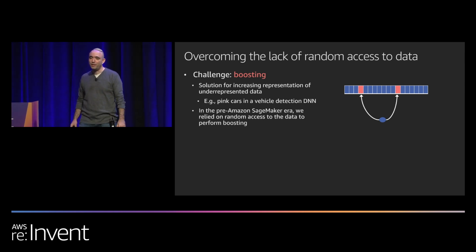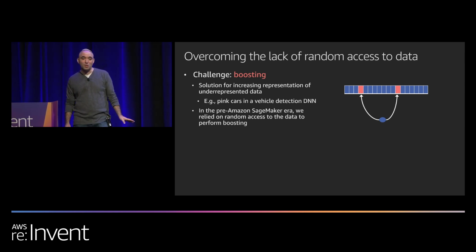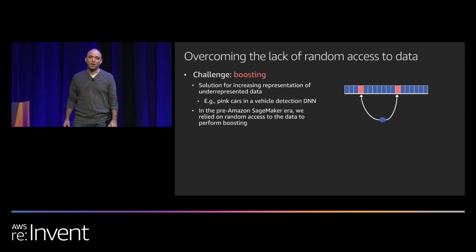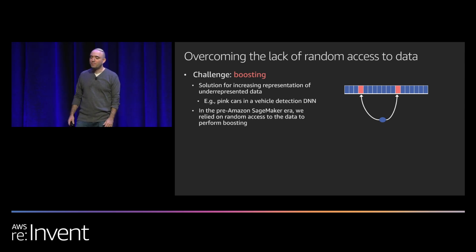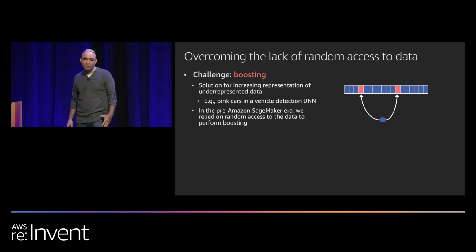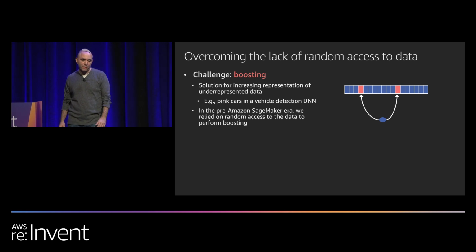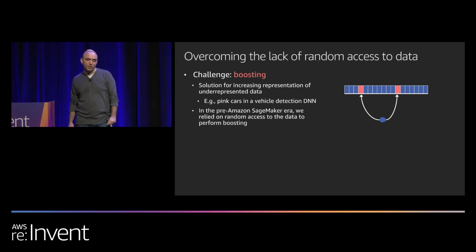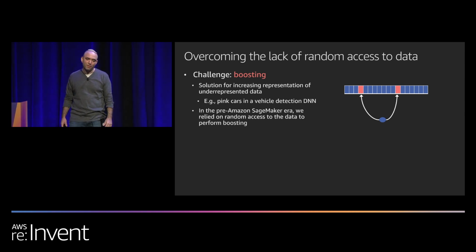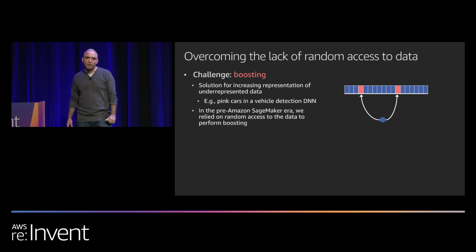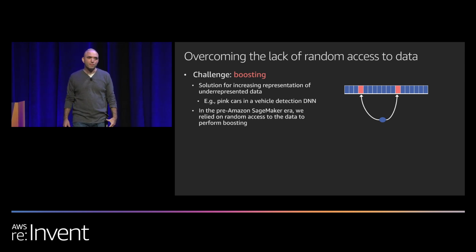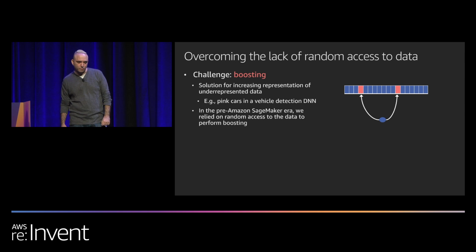You go back to your training data set and you realize it's no wonder that you're failing to identify pink cars, as only 5 out of the 1 million records in your data set include pink cars. One way of addressing this is to boost the pink cars in your data set, to artificially increase the representation of the pink cars by inserting the pink cars multiple times during each epoch.